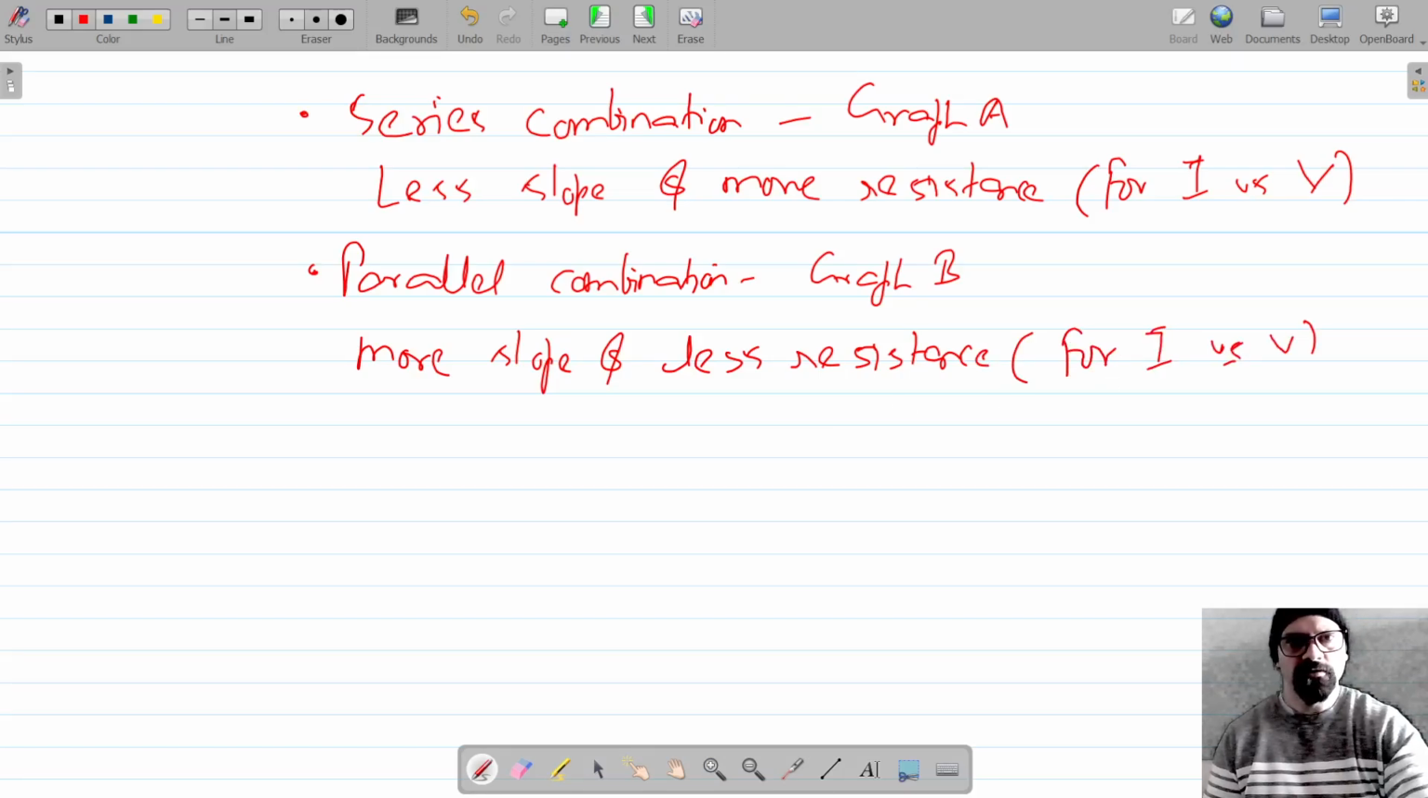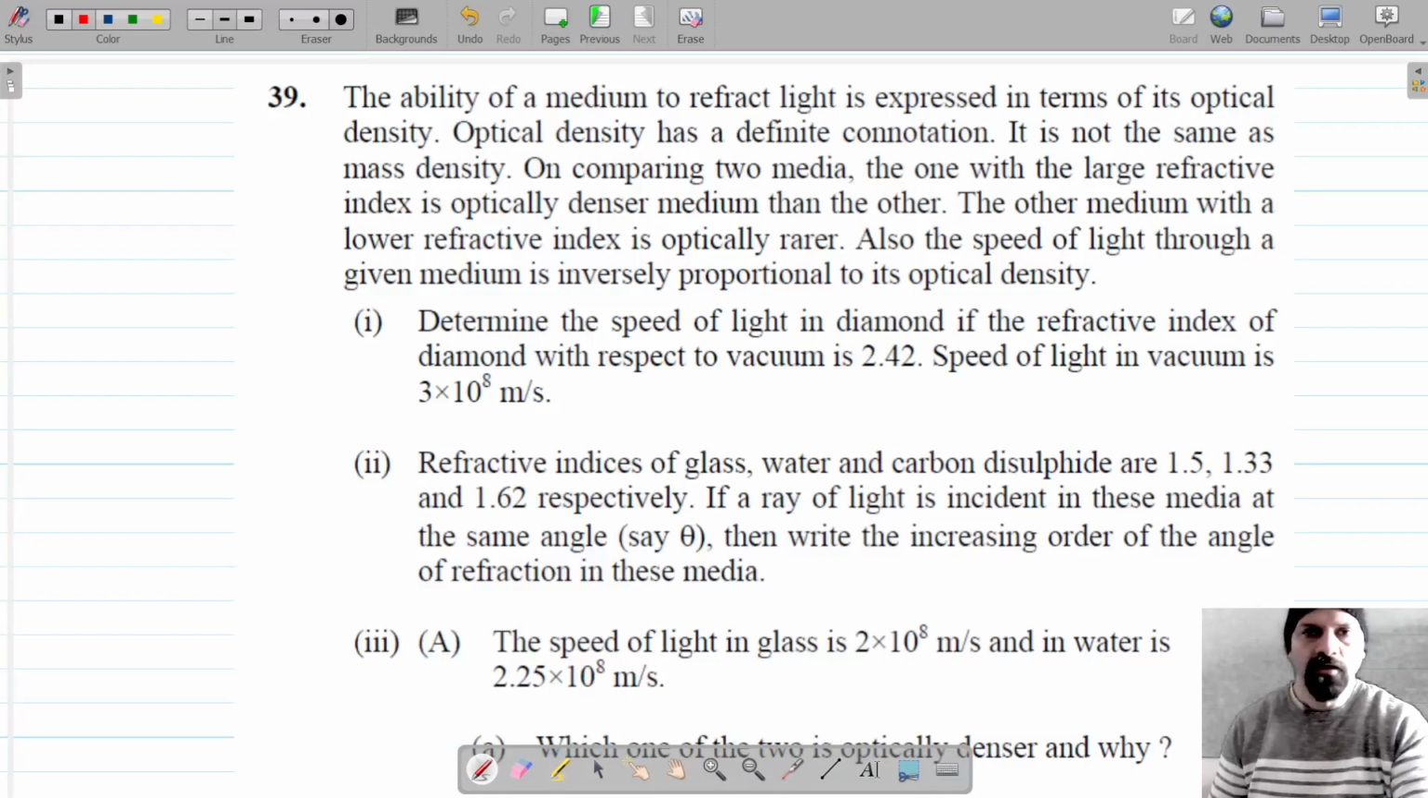Okay, let's move on to the next question. For question number 39, it's given that the ability of a medium to refract light is expressed in terms of its optical density. Now, the optical density is not exactly the same as the mass density. These are two different things. And for two media, the one with the larger refractive index is the optically denser medium than the other.